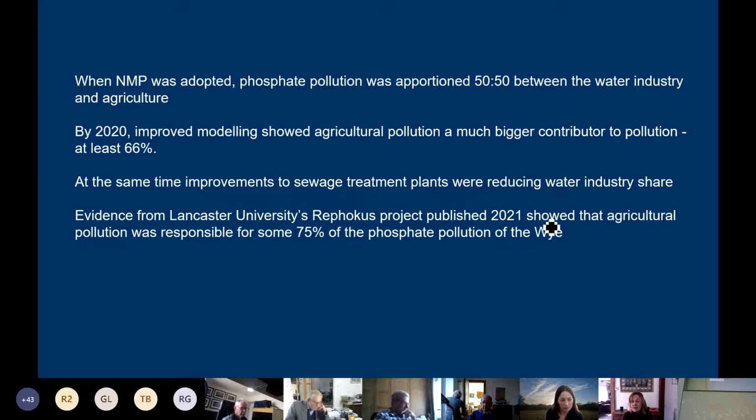And at the same time, the improvements from sewage treatment plants were coming through, so the water industry share of the pollution was starting to reduce. And then last year, a team at Lancaster University called the Refocus team, which is looking into the Wye catchment, produced data that showed agricultural pollution is responsible for about 3/4 of phosphate pollution going into the River Wye. Next slide, please.